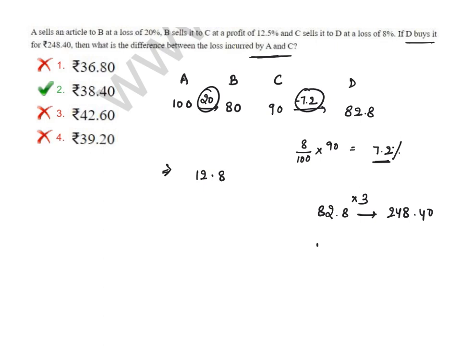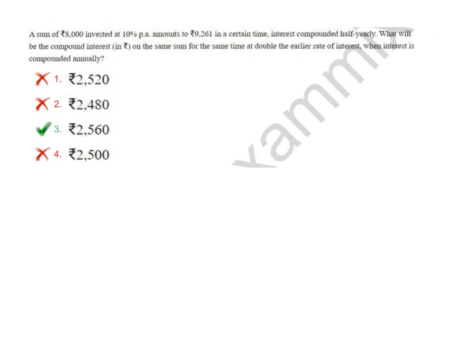So all you have to do is 12.8 into 3, which is 38.4. A sum of 8,000 invested at 10% per annum amounts to 9,261 in a certain time.